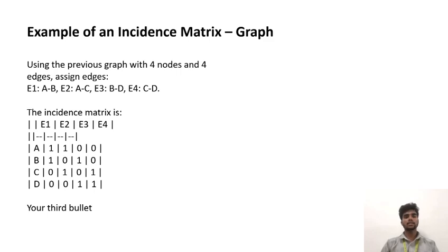We discussed the example of an adjacency matrix on the previous slide. Today, the example of an incidence matrix graph. Using the previous graph with four nodes and four edges, assign edges. E1 is equal to A to B, E2 is equal to A to C, E3 is equal to B to D, E4 is equal to C to D.